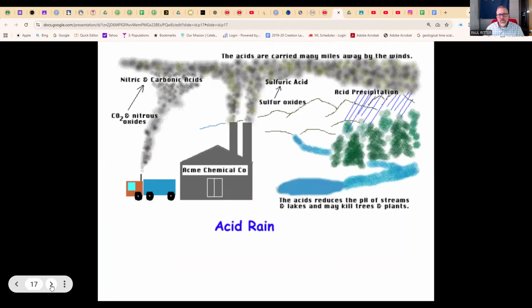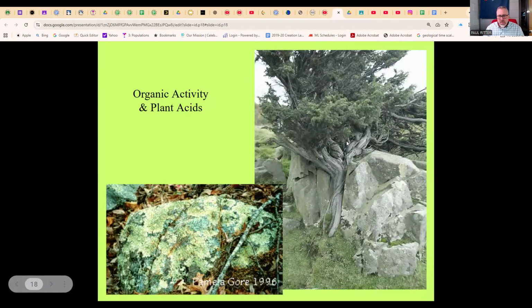Same thing here, organic activity. Somehow this plant wedged itself in this rock. It then expanded and cracked. These lichens are doing the same thing.